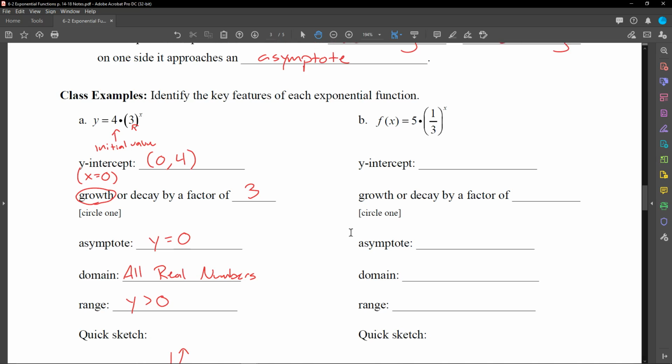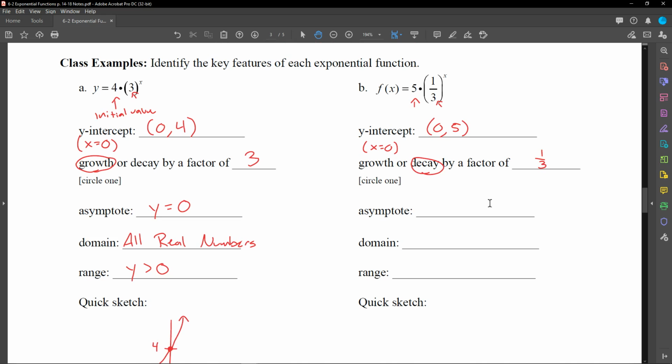Let's try another. 5 times 1/3 to the x. Now again, our y-intercept is where x equals 0. Take a look at our initial value. This is 5. If we plug in 0 for x, all we're left with is that initial value. So our y-intercept has coordinates (0, 5). If you take a look at our b value here, we have 1/3. That's between 0 and 1. So we know that this is exponential decay.